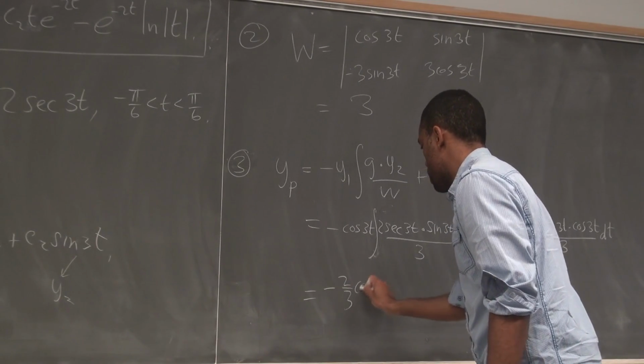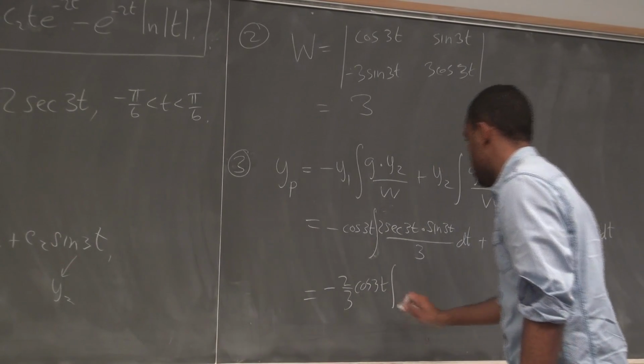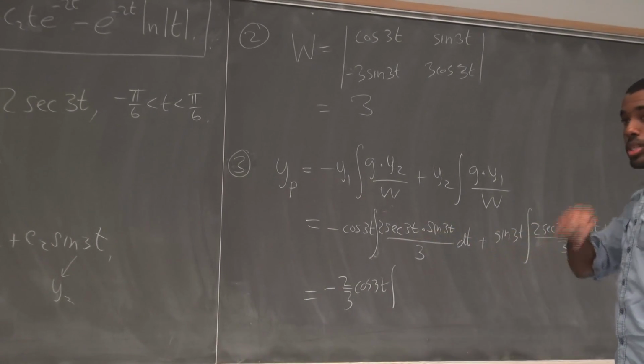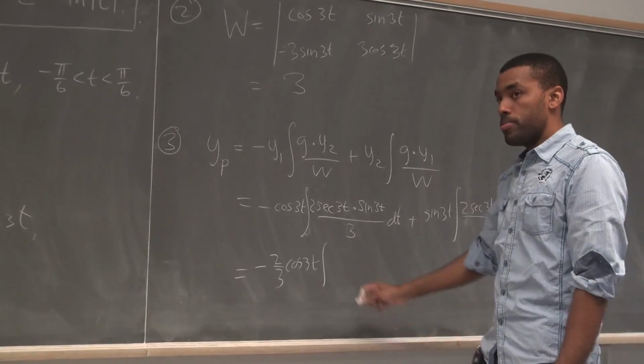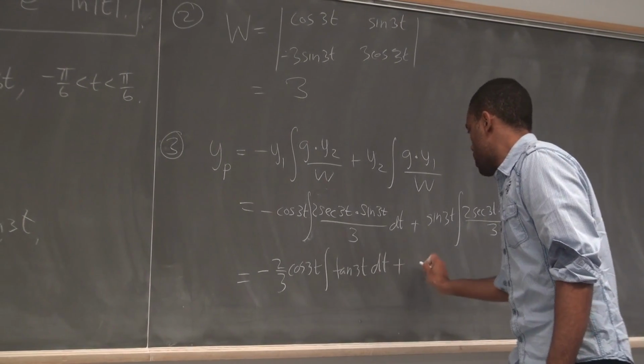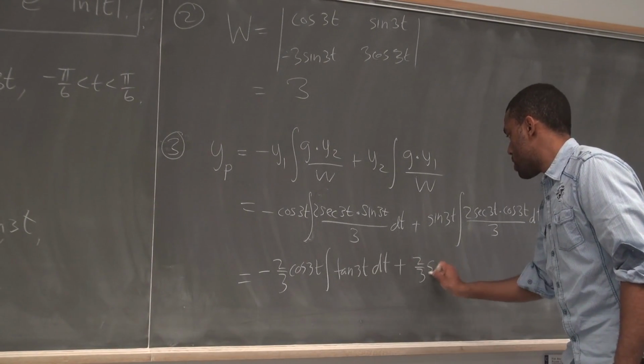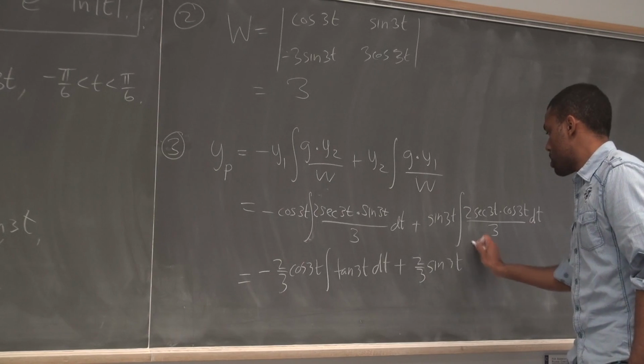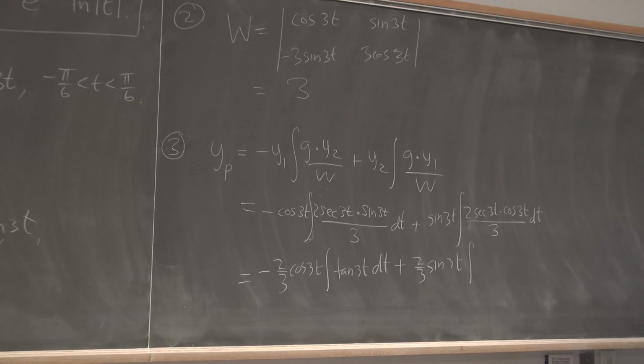Minus 2/3 cosine 3t times the integral of secant 3t times sine 3t is what? Oh, tangent. It's tangent 3t. Plus here I have 2/3 times sine 3t times the integral of secant 3t times cosine 3t. That's just 1. So our yp is minus 2/3 cosine 3t.